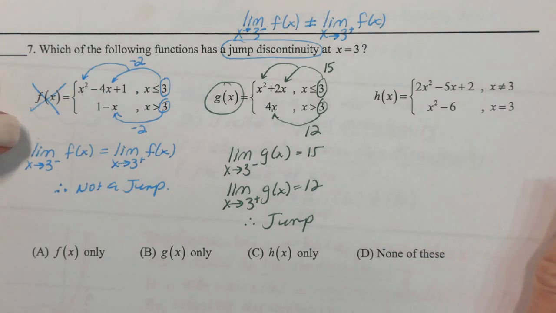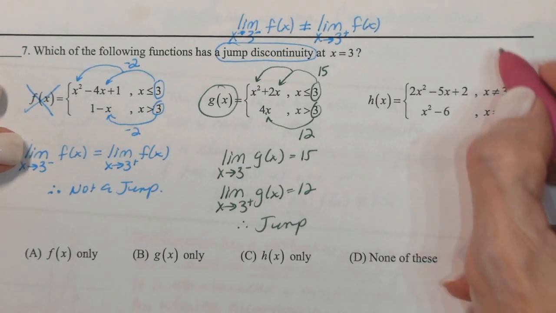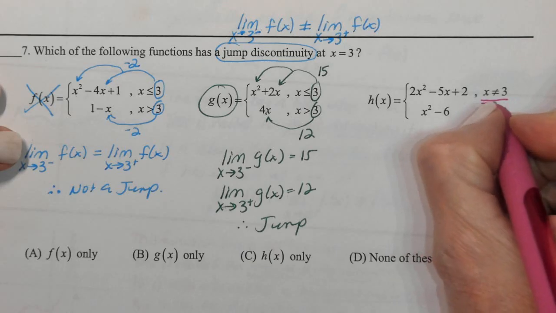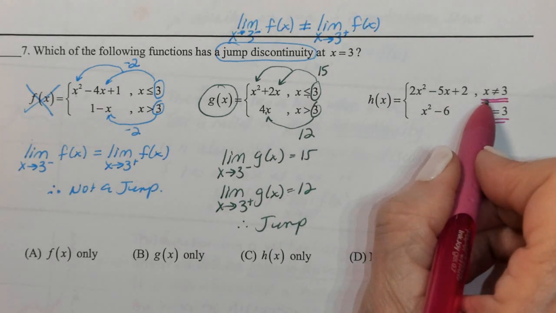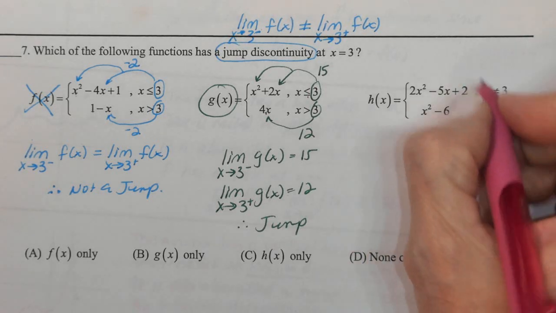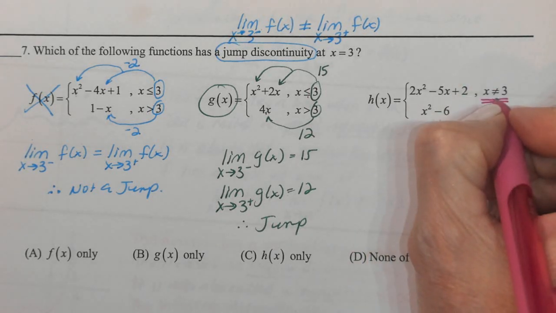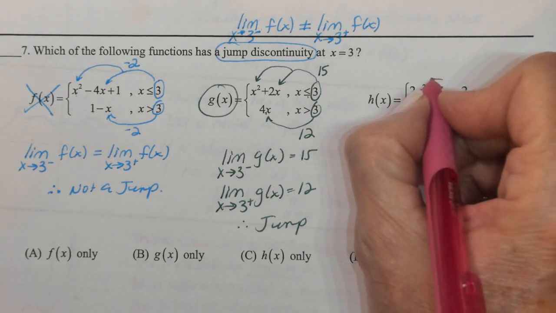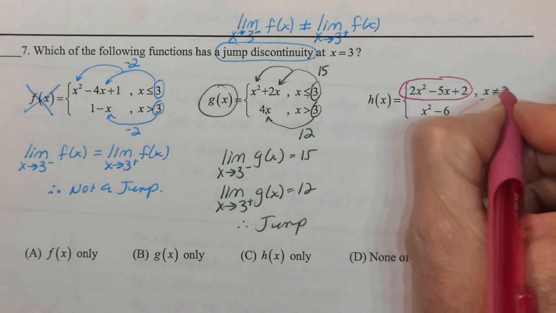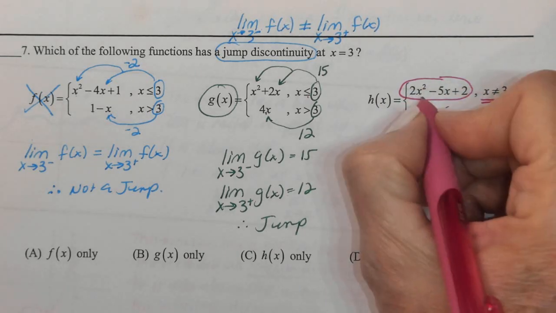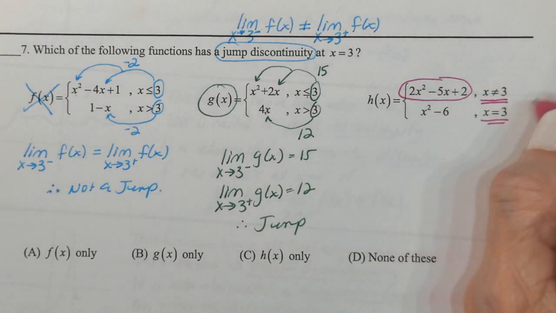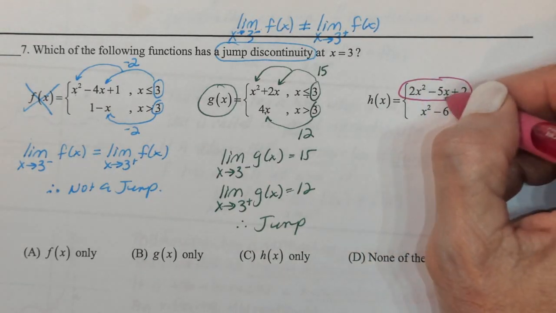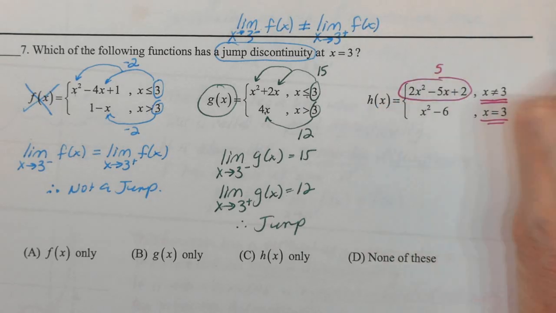H. For H here, okay, this is different. The way it's posed, it's not left, it's not equal to. It's just not equal to. So this is a parabola. If I put 3 in for x, I'm going to have 2 times 9, which is 18, minus 15, that's 3, plus 2, that's 5, right?